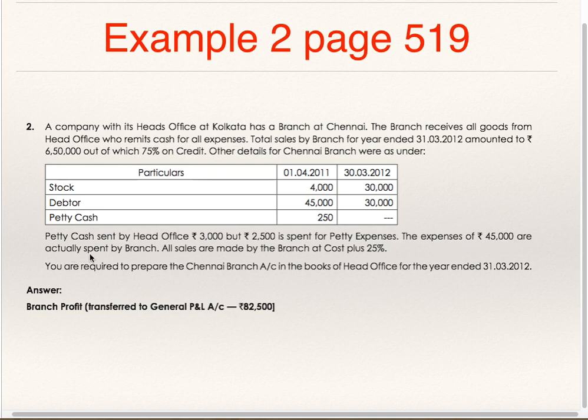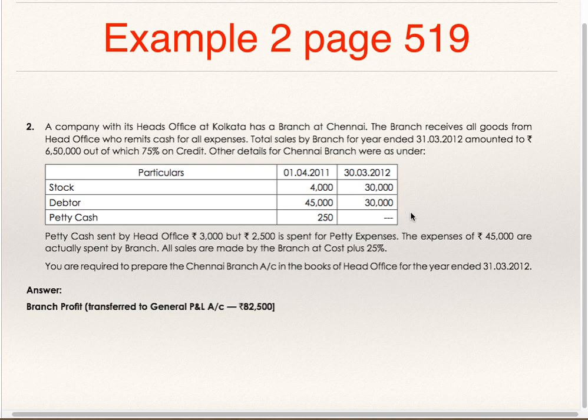Expenses of 45,000 are actually spent by branch. All sales are made by branch at cost plus 25%. So if cost is 100, profit is 25 and sales are 125. Loading on sales will be 25 divided by 125. You are required to prepare Chennai branch account in the books of head office for the year ended 31st March 12. To balance brought down stock, debtors, petty cash. By balance carried down stock, debtor, petty cash.